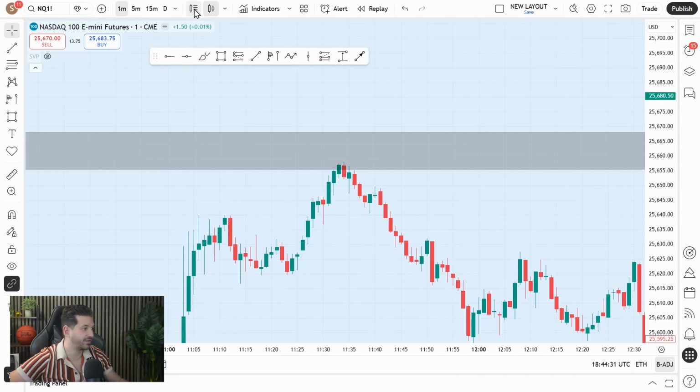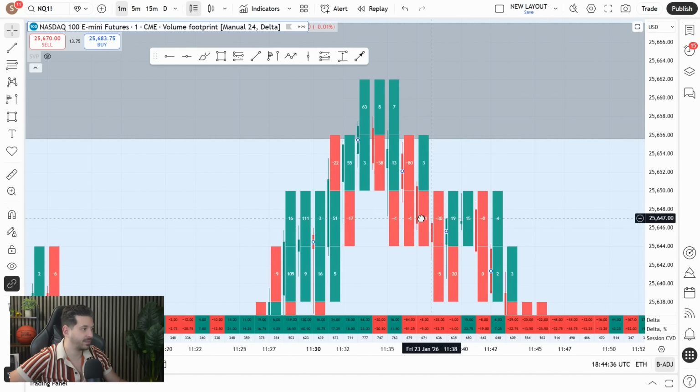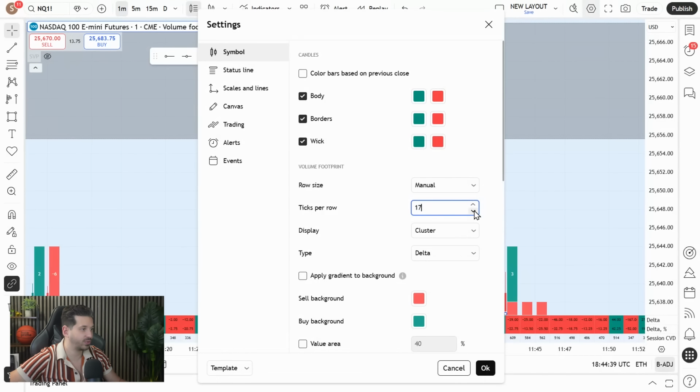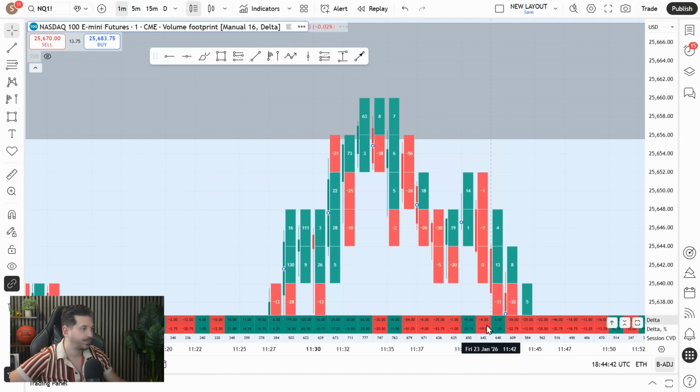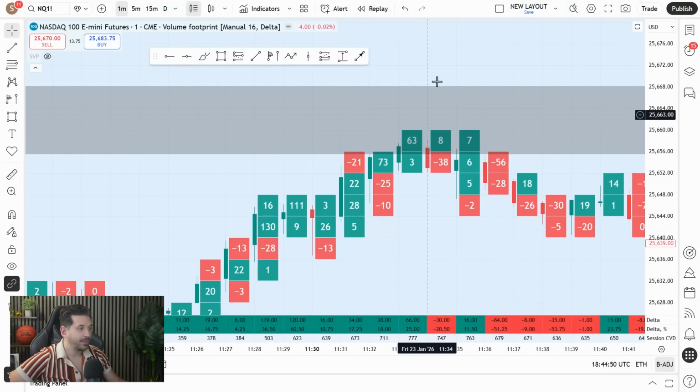So I'll switch over to the footprint. As we get there, my alert's set. And I'm just going to make the row size a bit smaller so I can see a bit more detail, and I want to see what's happening. Again, it's not as clear on this one, sadly, but a lot of the footprint is watching it in real time. So you can see bigger numbers, 73, 63, and they're struggling to get it up, and then a bit of aggression comes in from the sellers, but it's not perfect.